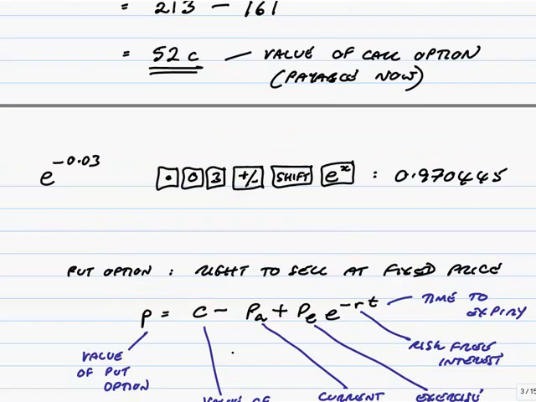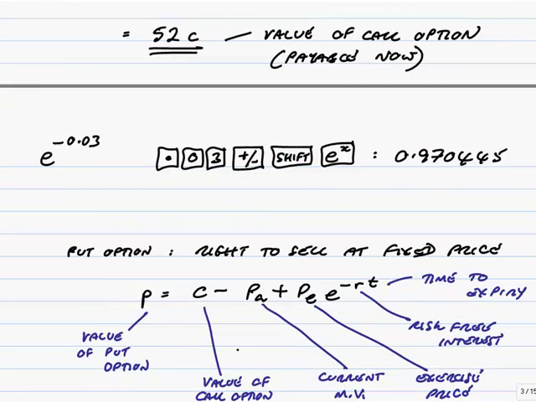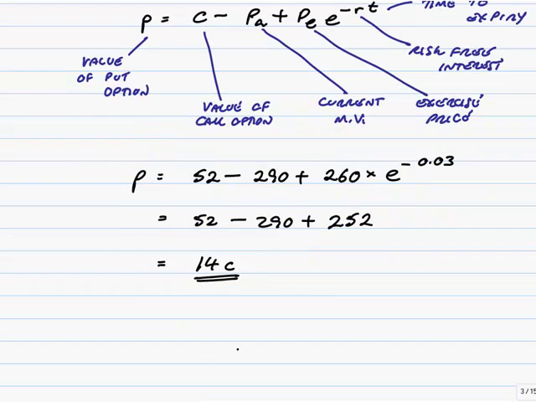And there we are. A call option, 52 cents. A put option, 14. And before I leave it, don't leave silly answers in the exam. We can all make silly mistakes, obviously. There's a lot of calculations involved here. But just look at your answers and make sure they make sense.